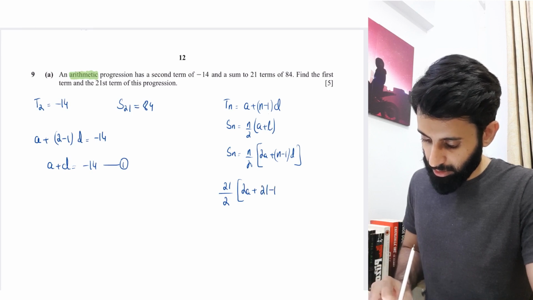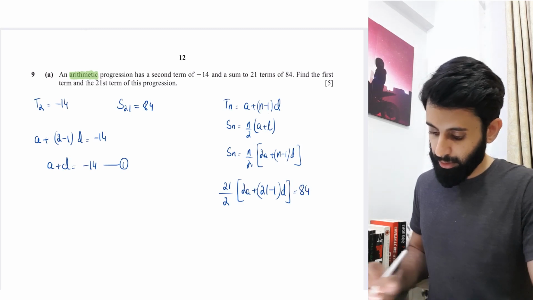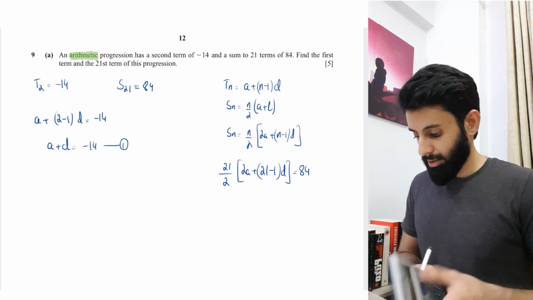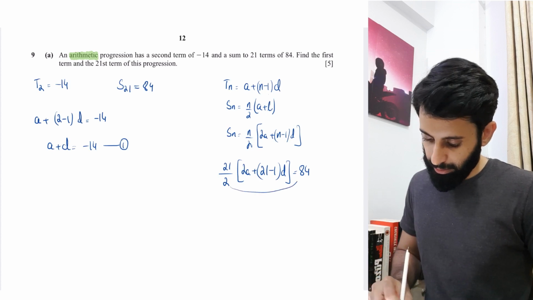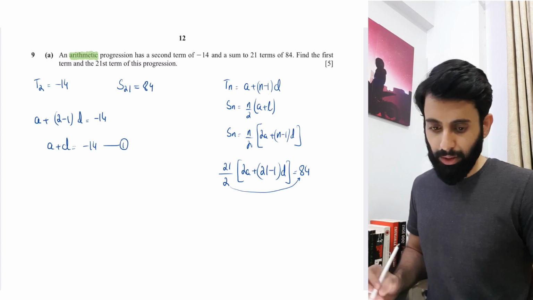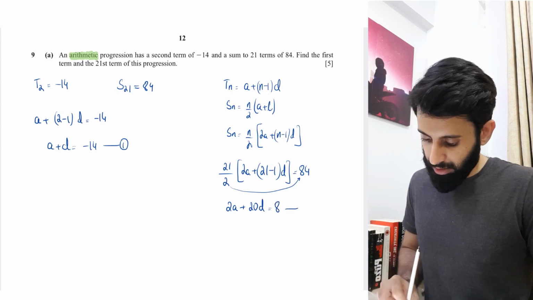N is again 21, so 21 minus 1 times the common difference, and this sum, according to the question, is equal to 84. So I'm going to write this nicely and simplify it. First things first, 2 is going to get multiplied by 84, so we're looking at 84 times 2, and then I'm going to divide this by 21. So I'm looking at 8. So the two equations that we have are 2a plus 20d is equal to 8.